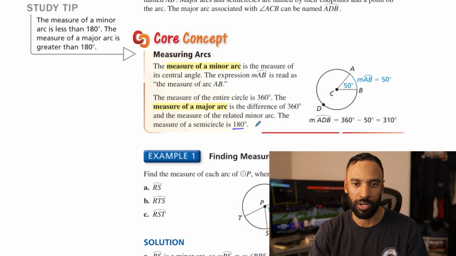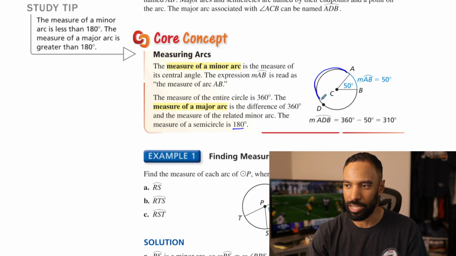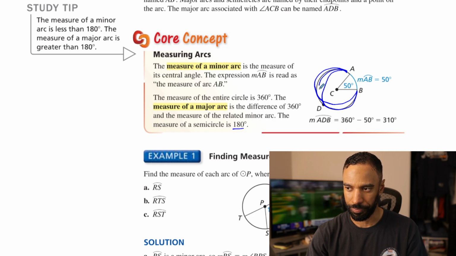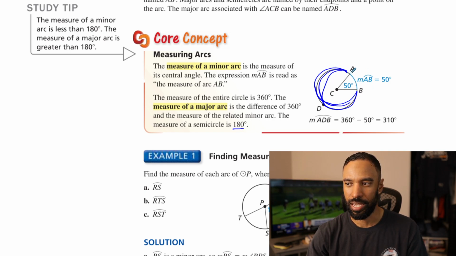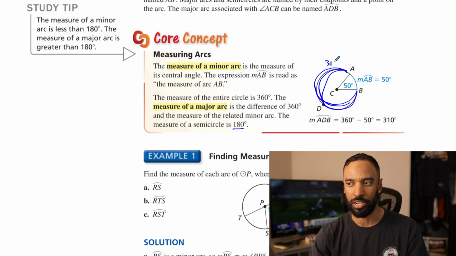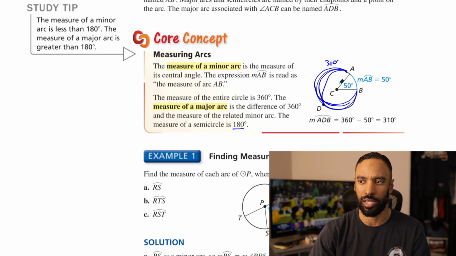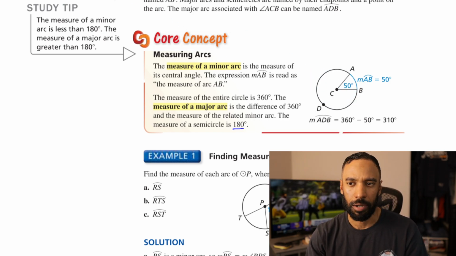So I mentioned that one before. Now they bring it up. So the measure of the minor arc, this guy right here, I should really use different colors. If this guy's 50 and the whole thing's 360, you can do 360 minus 50 and you get 310 degrees for the measure of arc ADB, the entire thing. And I think that makes sense to you guys. They all kind of build off that way.